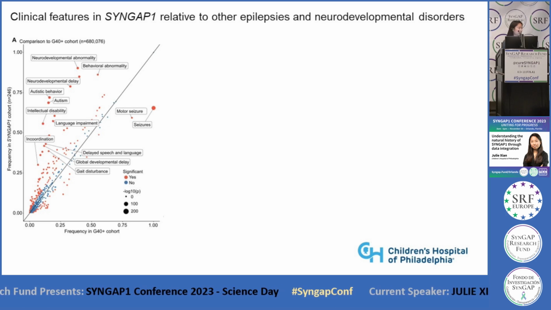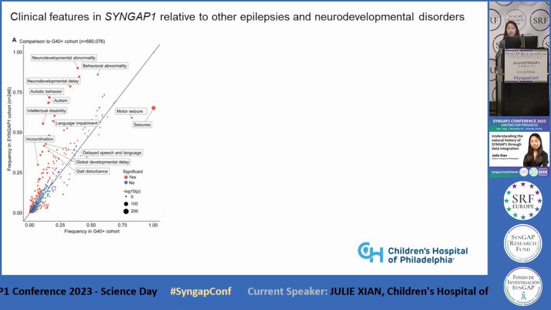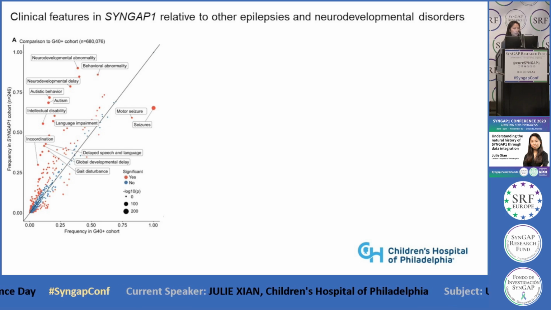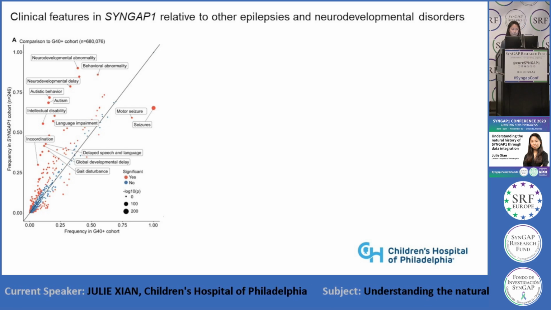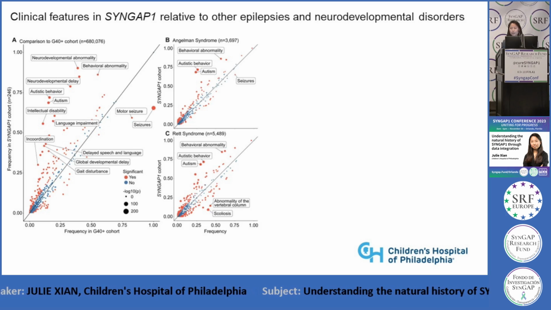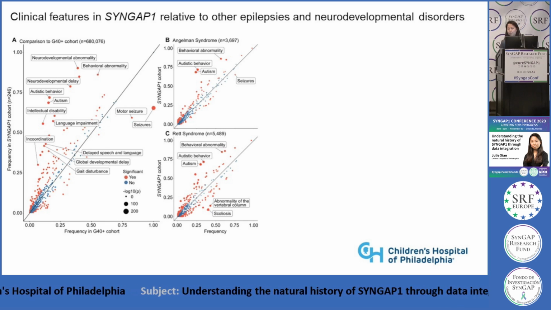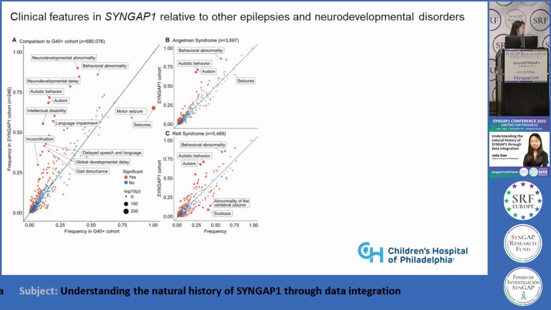Unsurprisingly, we see clinical features such as behavioral abnormality, neurodevelopmental delay, autism, and intellectual disability standing out or being more enriched in individuals with SYNGAP. In contrast, we also know that only 70 to 80% of individuals with SYNGAP will have seizures, relative to the other comparator group in which every individual will have seizures. We can also look at other comparator groups, here almost 4,000 individuals with Angelman syndrome and more than 5,000 individuals with Rett syndrome. What we see is that clinical features such as autism and behavior abnormalities remain enriched in individuals with SYNGAP1. Now, what about the dimension of time, and how do these clinical features look across the age span?